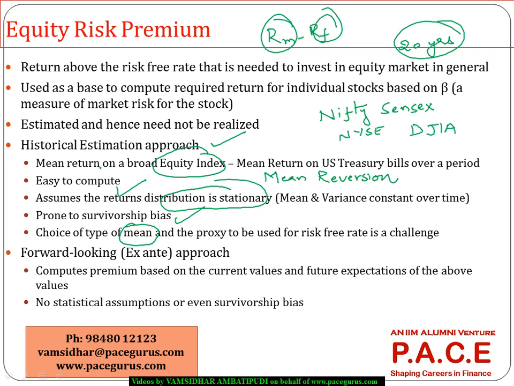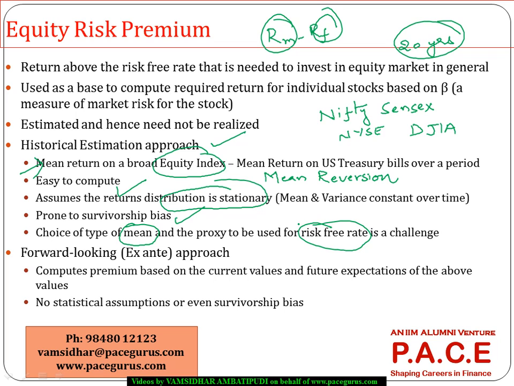The mean return on a broad equity index. But do I need to use arithmetic mean or geometric mean, or what kind of mean? Because we know that arithmetic mean is always greater than or equal to geometric mean. So if I am using geometric mean, immediately RM minus RF is coming down. It becomes a conservative estimate. So what kind of mean do I need to use? And what do I need to use as a proxy for risk-free rate? Do I need to use the swap rate? Do I need to use a treasury bond rate or treasury bill rate? What is the rate I have to use as a proxy for risk free rate? All these things are challenges.